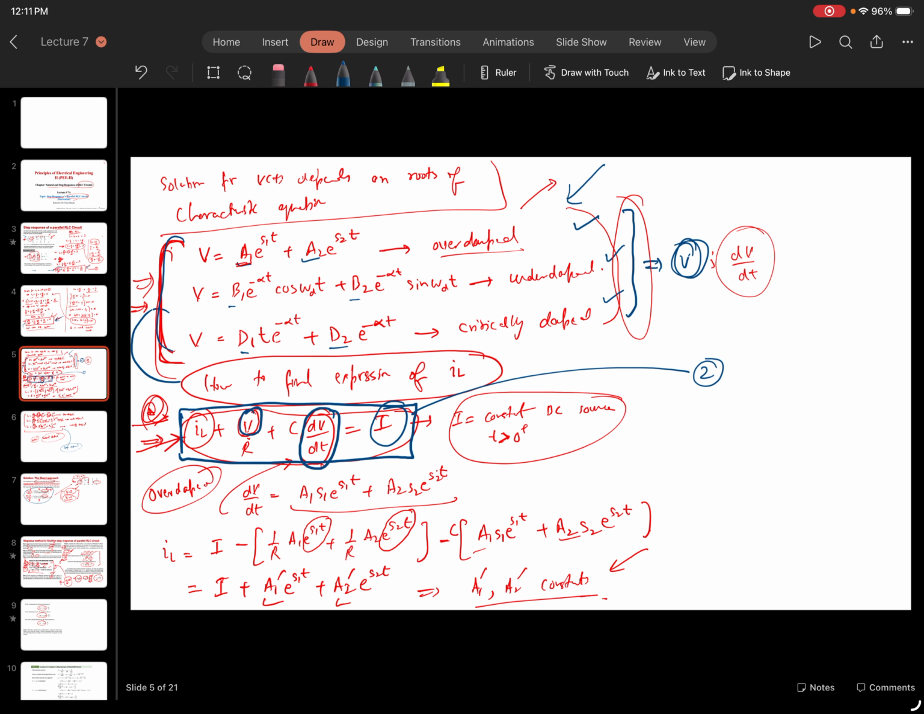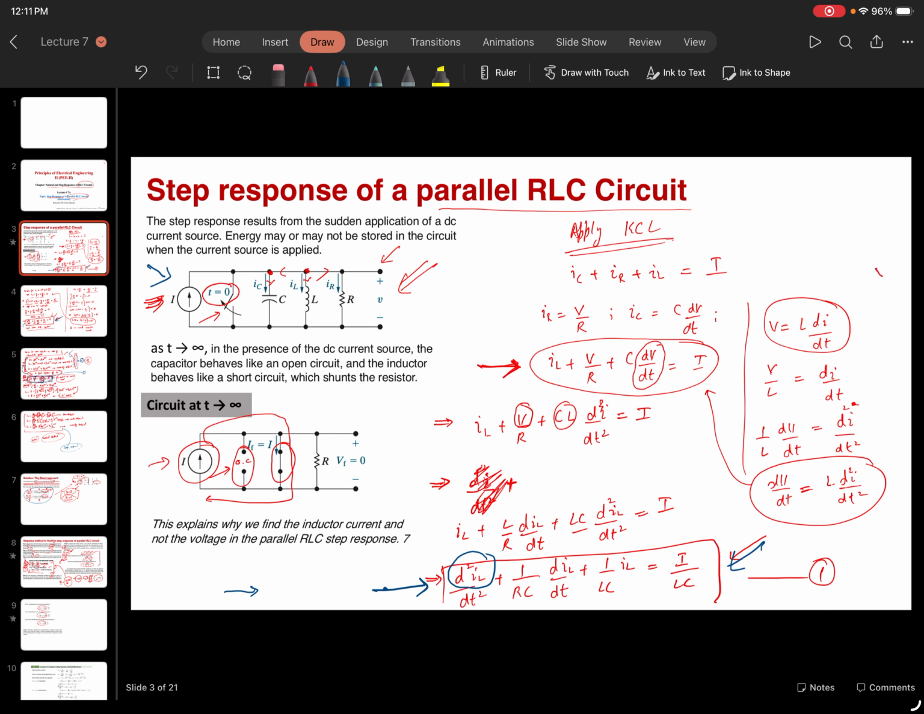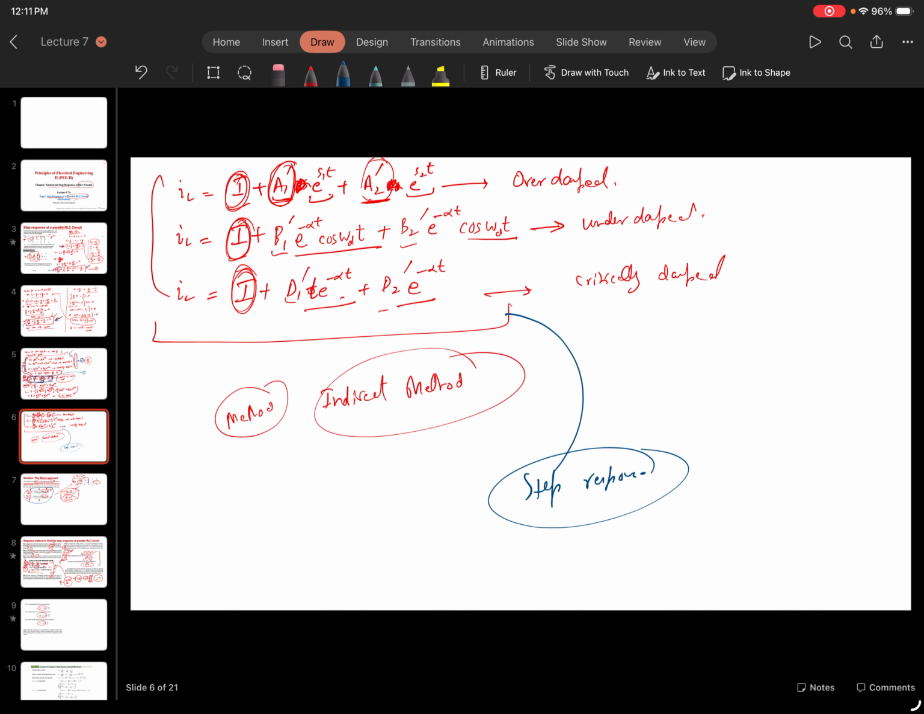Then we used these three solutions and put them back in the equation which we found from the KCL right over here. Once we did that, we ended up finding these three solutions for the inductor current: one for overdamped, underdamped, and critically damped. So this was kind of an indirect, long method.